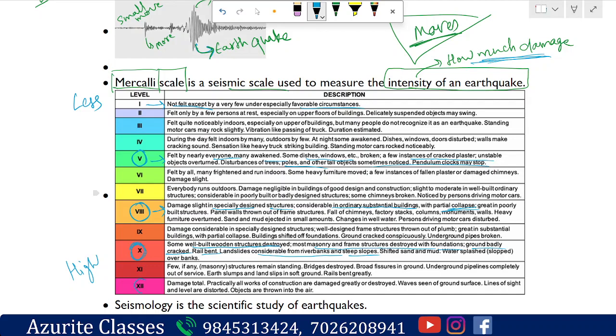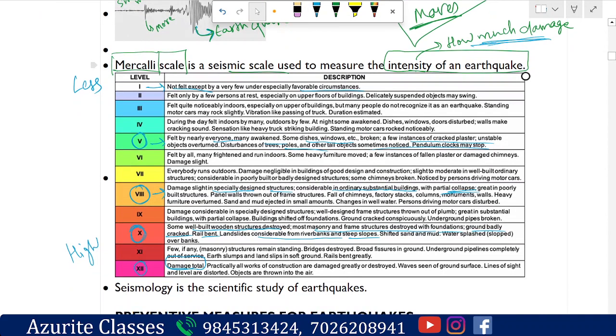If you go to 12, that is very dangerous, everything will get damaged, right? Total damage, everything will get damaged. So that is the scale. Intensity scale means how high the scale of damage is. Yes, large scale damage.